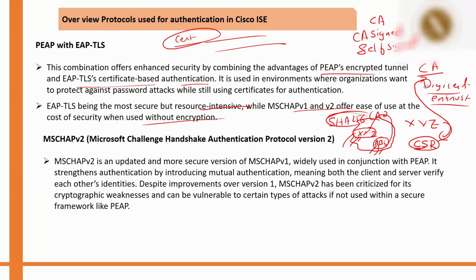MSCHAP V2 is an updated and more secure version of MSCHAP V1, widely used in conjunction with PEAP. It strengthens authentication by introducing mutual authentication, meaning both the client and server verify each other's identity. That is the difference between MSCHAP V1 and V2. MSCHAP V1 only identifies the client, but here both client and server have to verify each other. Despite the improvement over version 1, version 2 has been criticized for its cryptographic weakness.